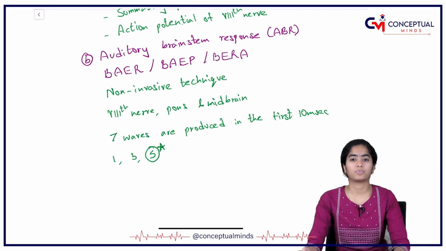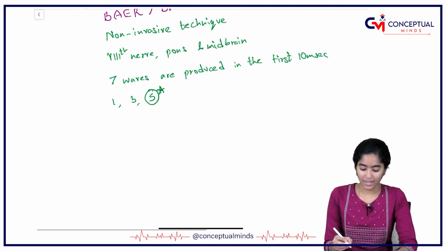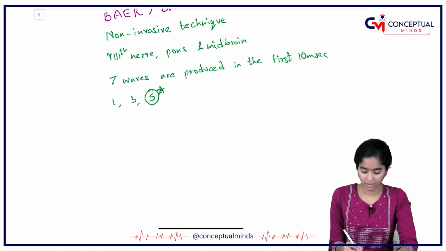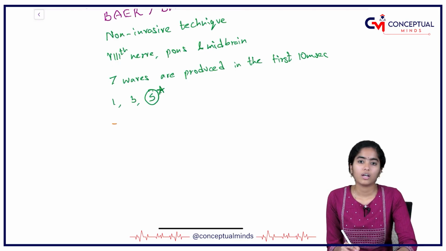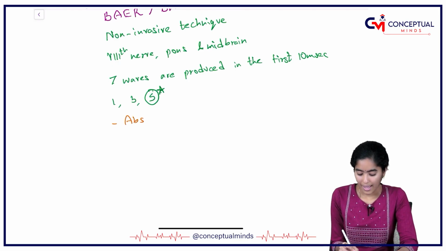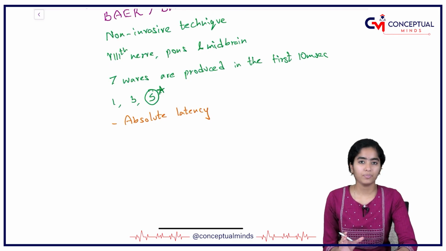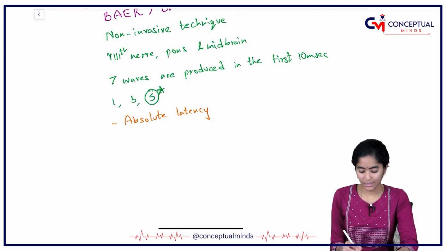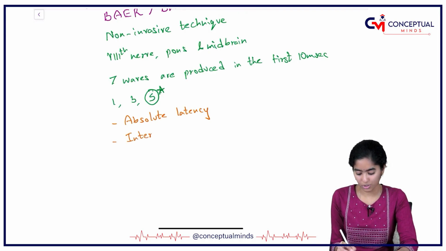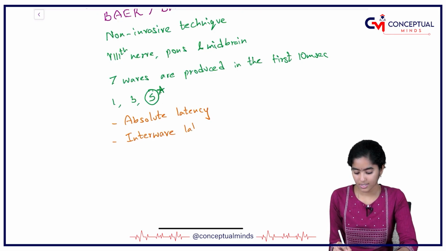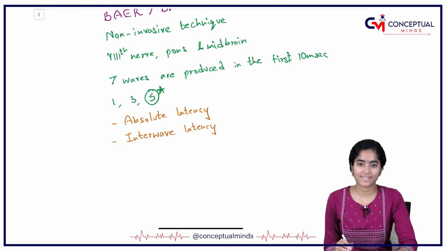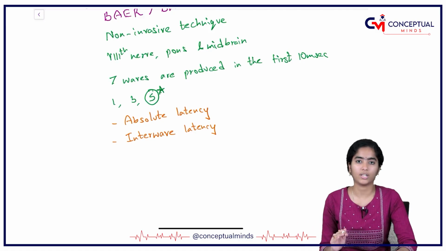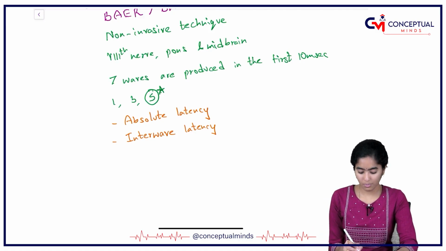And what we get from this test is various parameters like absolute latency. Absolute latency means the time difference from when the click is given and when the wave is seen. That is called absolute latency. We can also measure interwave latency, that is the difference between two wave peaks, the time duration between the first wave peak and the second wave peak, or between any two such waves. And we can also measure the amplitude of the waves.